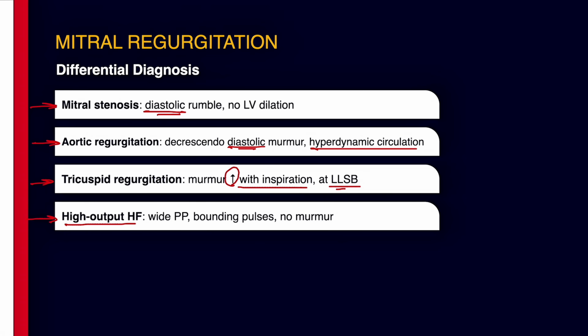These patients may have bounding pulses, wide pulse pressure, hyperdynamic circulation, but here's the difference. There's no murmur, or there is just a functional systolic murmur, okay? And the valves are structurally normal.